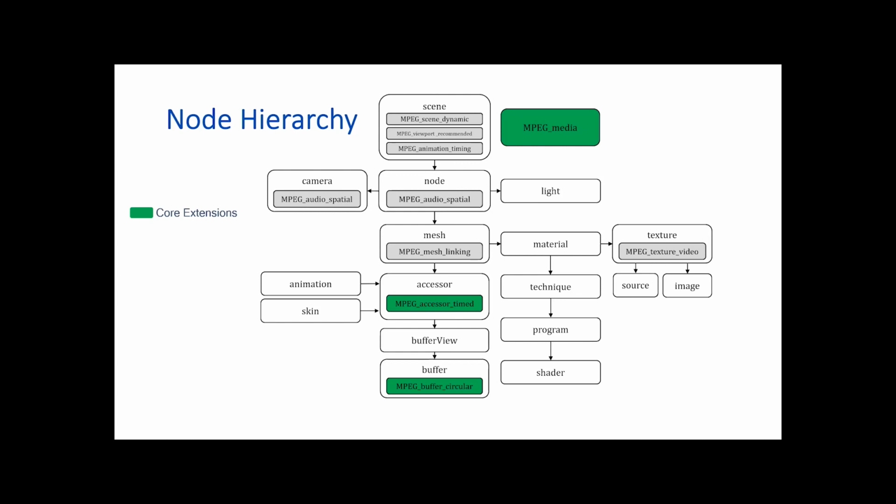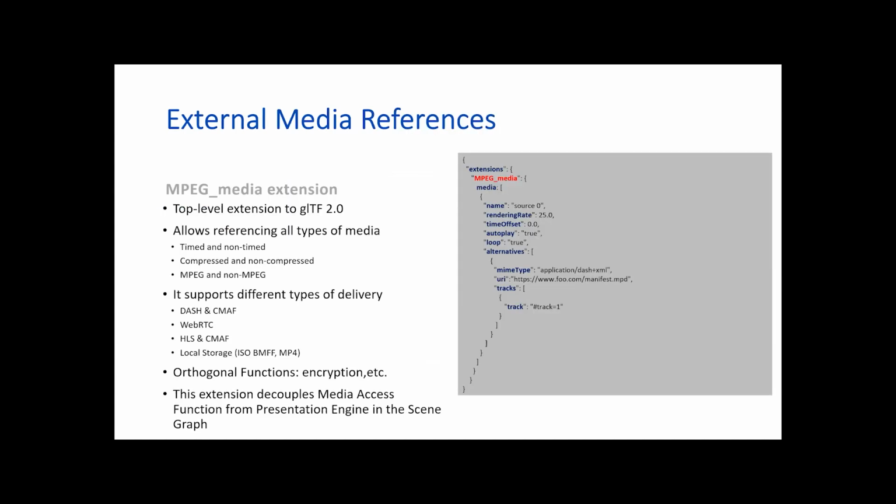So you need to update this type of data in your accessors and your buffer views and so on. So that's what we defined there. But on top of that, we have defined also other extensions like video textures, spatial audio, and so on. So again, the MPEG media extension, I think this is maybe one of the most important ones.